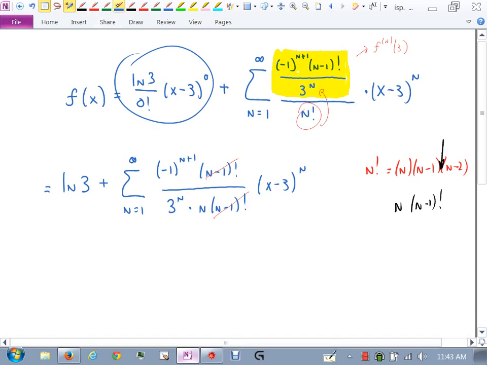So a final version of this would be natural log 3 plus sum n equals 1 to infinity of, let me see, I'll write it this way, negative 1 to the n plus 1 times x minus 3 to the n over n times 3 to the n.